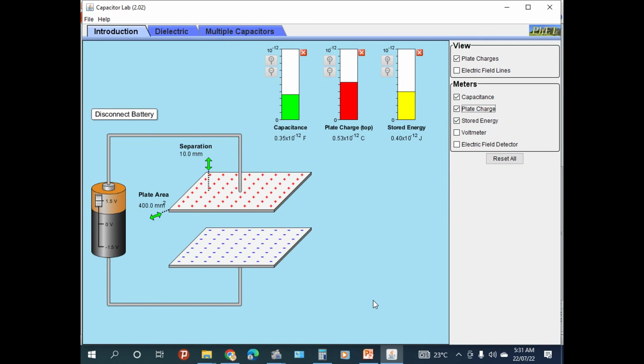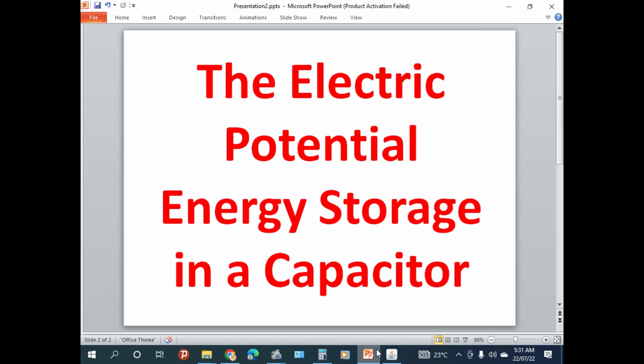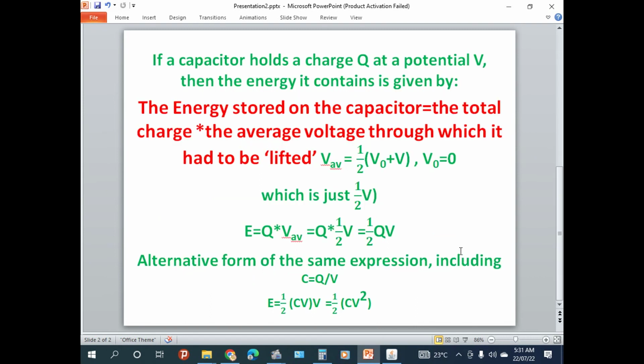So this is the stored energy in a capacitor. That is the electrical potential energy stored in a capacitor, which is 1 over 2 times the stored charge Q times the potential difference V, or 1 over 2 times C times V square.